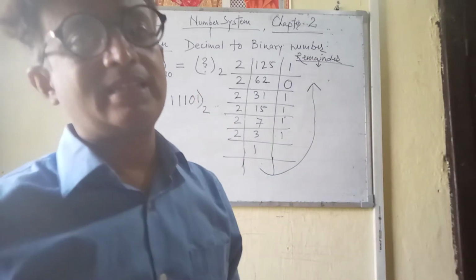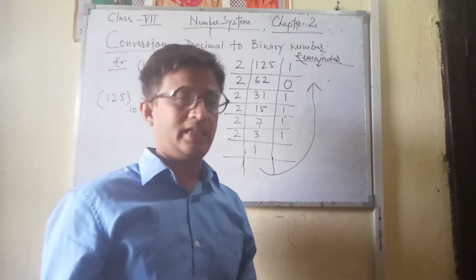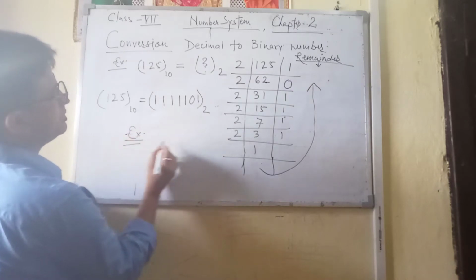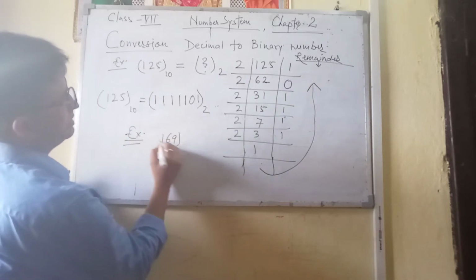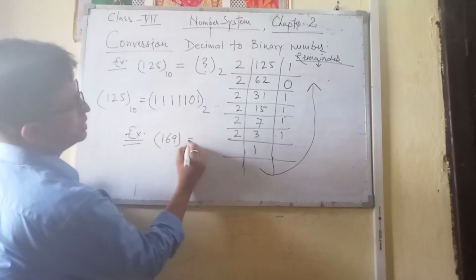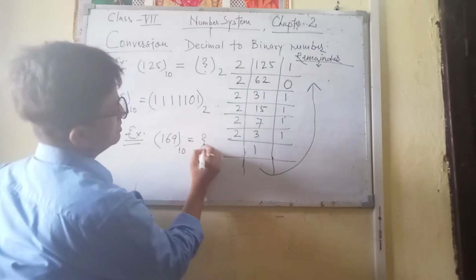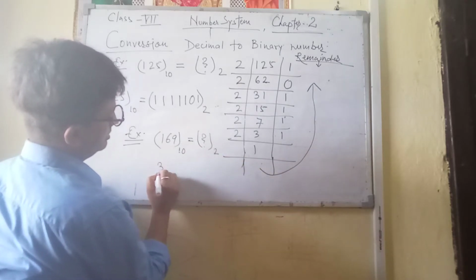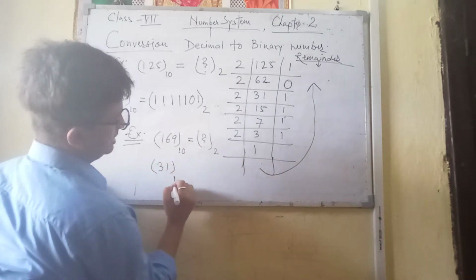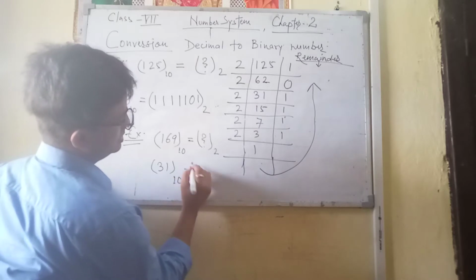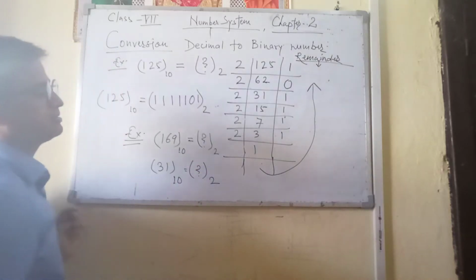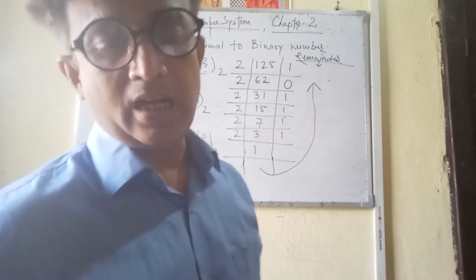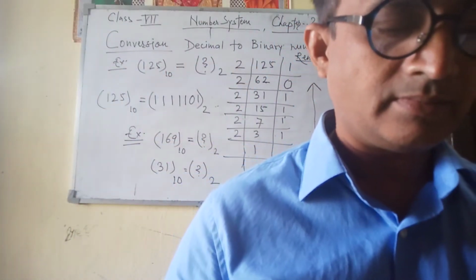If you don't understand it clearly, don't worry. I'm giving some exercises to do. Convert 169 decimal number to binary number. Convert 31 base 10 to binary number. Practice some of these numbers. And now moving over to decimal to octal.